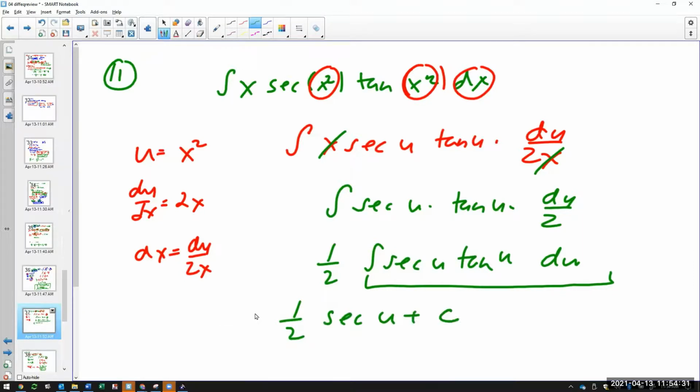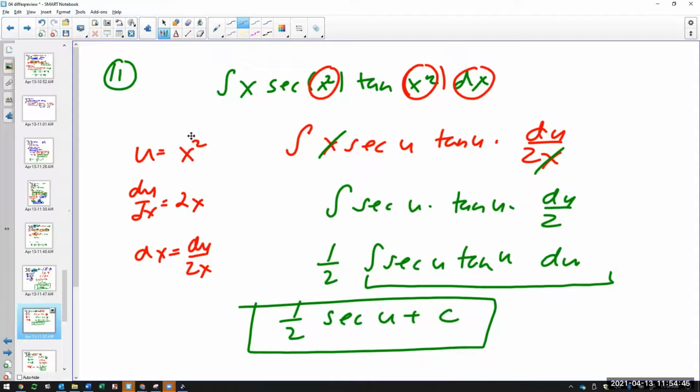And is there a negative in front or not? No, that's because this S doesn't start with a C, okay? So that is my answer. It's a great answer, okay? It's just the wrong answer. What do you need to do? Go back and put in u. Make sure you pick the right thing as your u. My u is x squared, so that is the right answer.